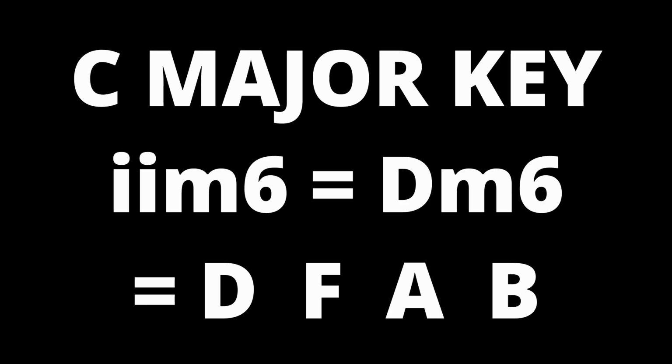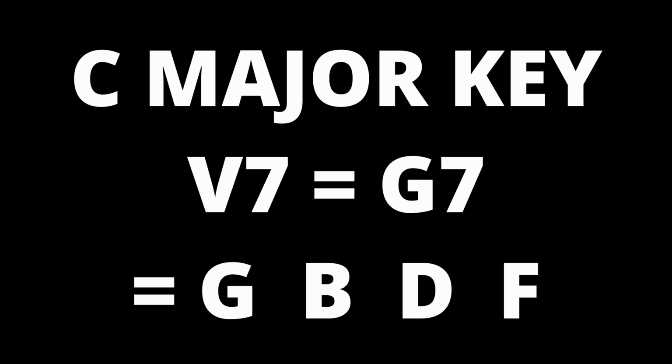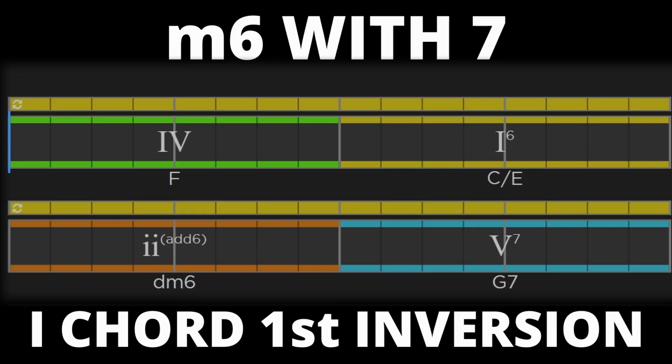In the key of C major, the 2 minor sixth chord is D minor sixth with the notes D, F, A and B. The 5 dominant 7th chord is G dominant 7th with the notes G, B, D and F. You can see that they share 3 notes, so when placed next to each other they create a smooth and interesting sound. Here they are in a progression. Also note the use of a first inversion 1 chord.